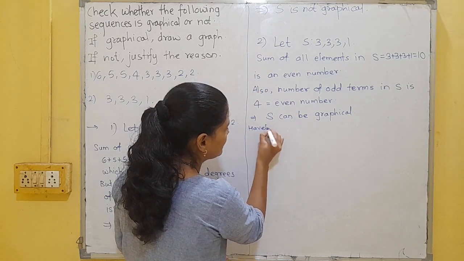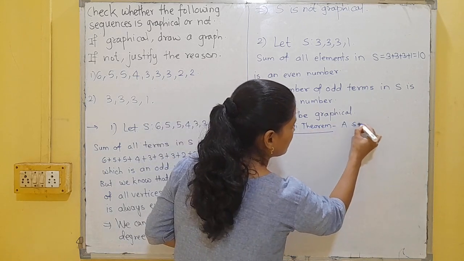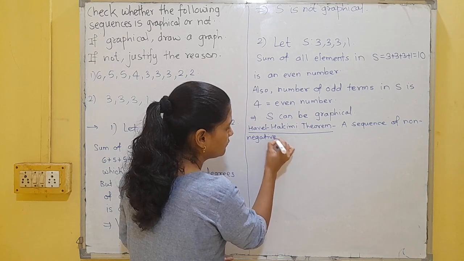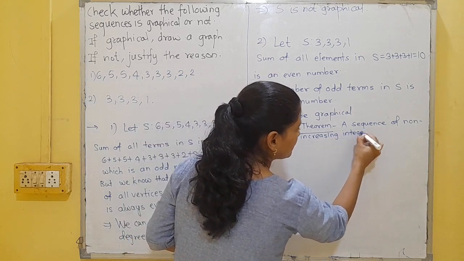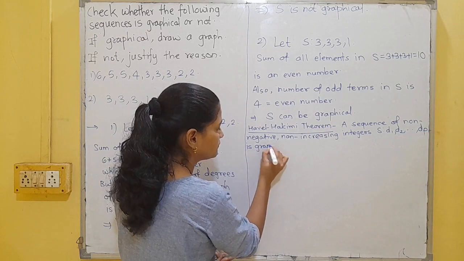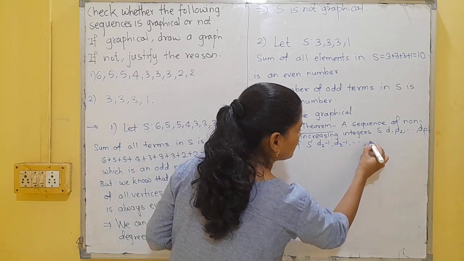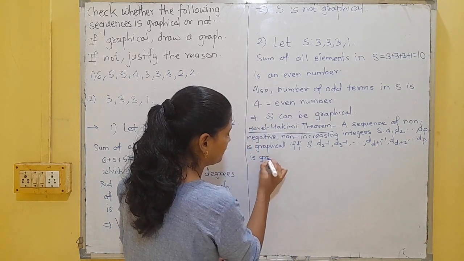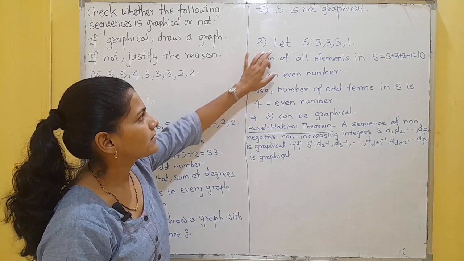What is the Havel-Hakimi theorem? A sequence S of non-negative, non-increasing integers d1, d2 and so on up to dp is graphical if and only if S dash, which is d2 minus 1, d3 minus 1 and so on up to d1 plus 1 minus 1, d1 plus 2 and so on up to dp, is graphical. So we are going to apply the Havel-Hakimi theorem to this sequence S.